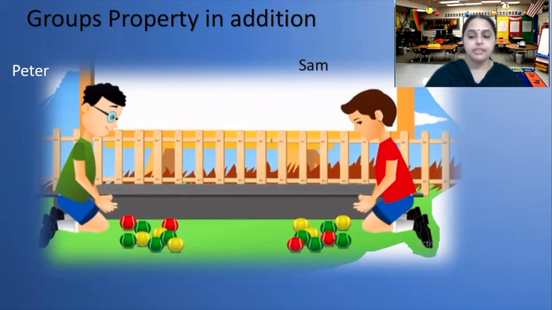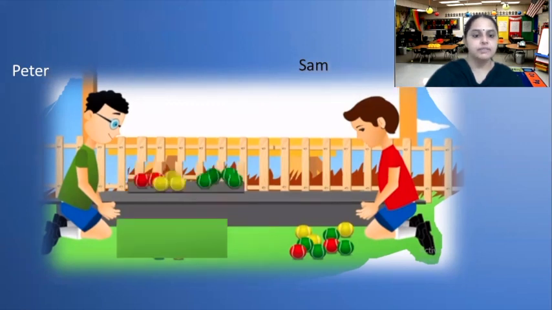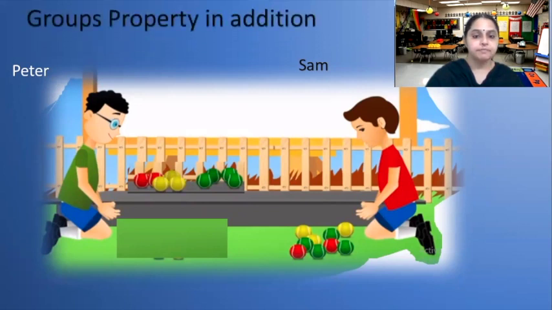What happens? First, Peter starts counting his balls. See, Peter is counting the balls. So what does Peter do? Peter is first adding red balls and yellow balls. So how many red balls does Peter have? 2. How many yellow balls does Peter have? 3. So 2 plus 3 is 5.